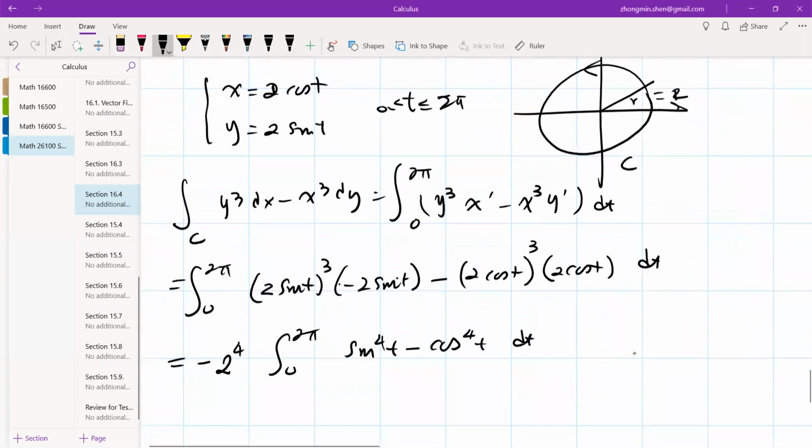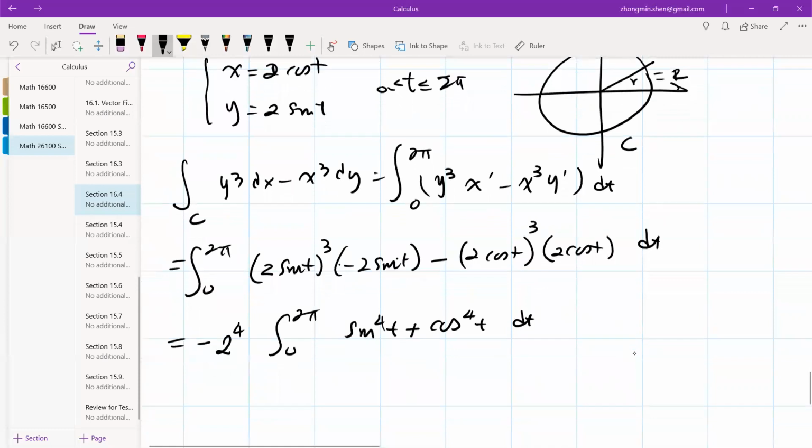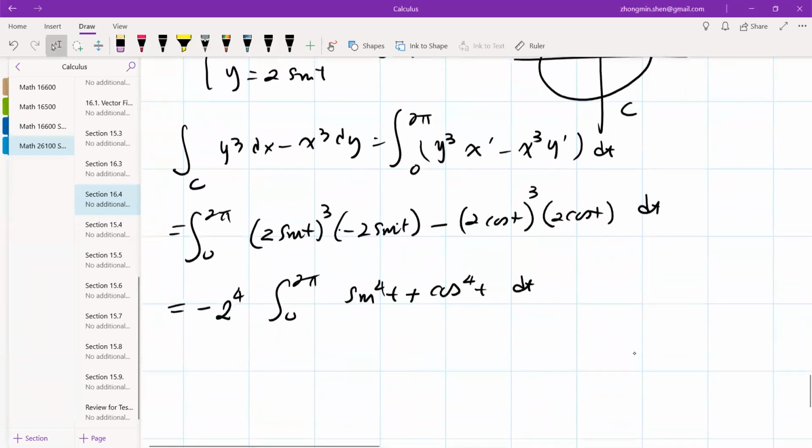You see, now you have to evaluate those two integrals. And this is plus, otherwise it's going to be 0. But this is complicated, right? Then you have to deal with this integral of sine to the fourth power. Okay, so that's not a good idea.